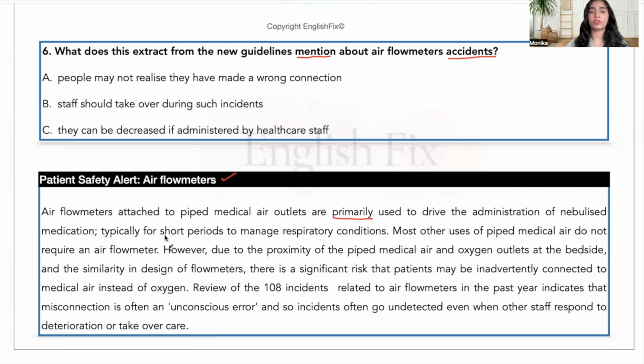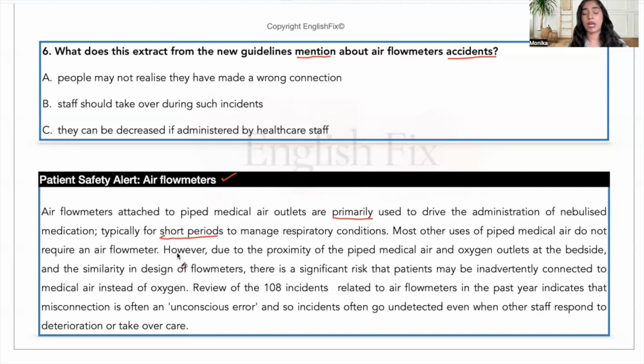Typically for short periods, so they are used for short periods to manage respiratory conditions. Typically means usually, most of the time. There could be some instances where they are used for longer periods of time as well, right? Most other uses of, so that means this is the primary use. These other uses of piped medical air do not require an airflow meter. We don't require it.